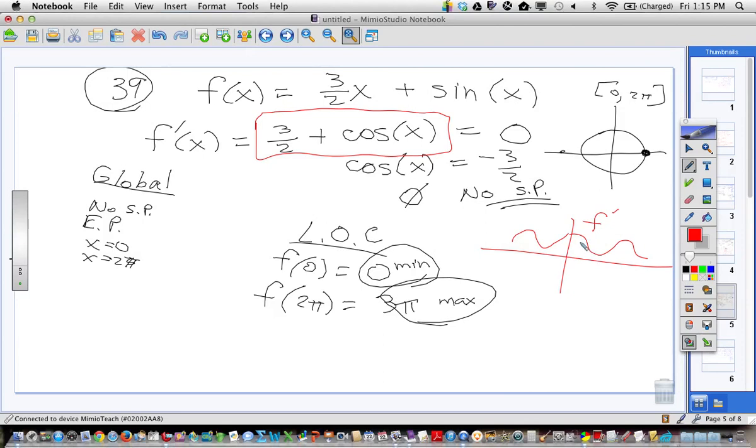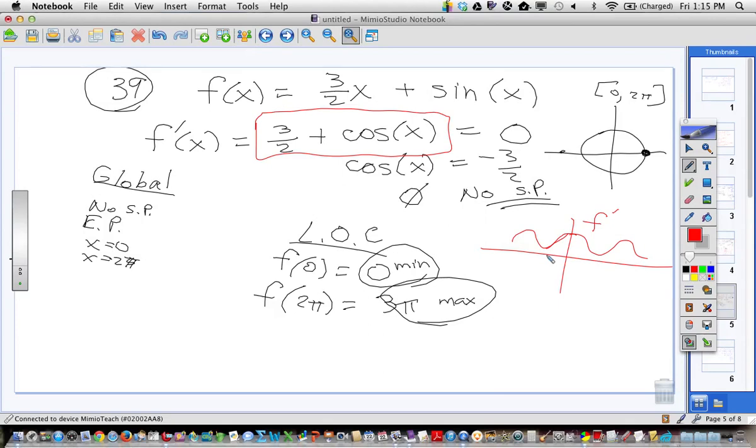This is f prime, though, right? This is f prime. So it doesn't have any zeros, does it? It never crosses the x-axis, right? That's what we were just talking about here. So if you graph this f prime and shift it up 1.5, you say, oh yeah, there are no stationary points. It never crosses the x-axis.